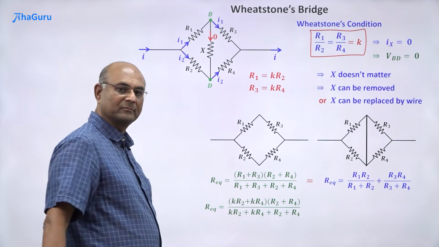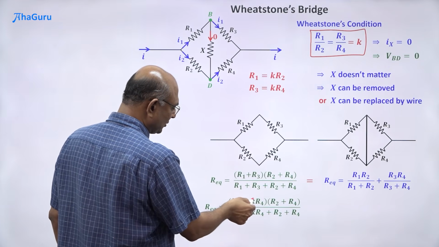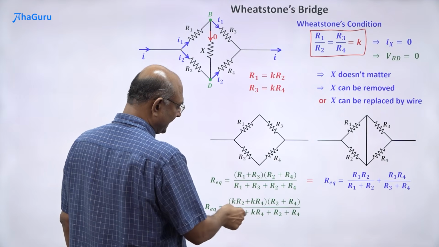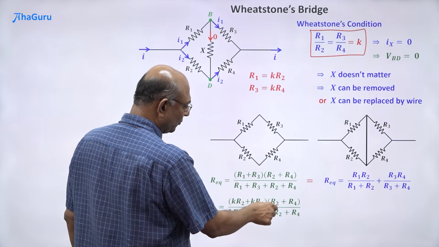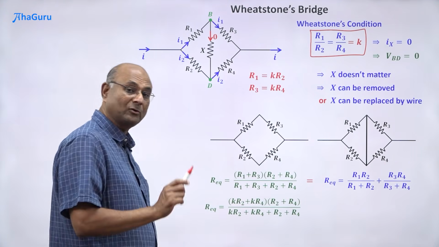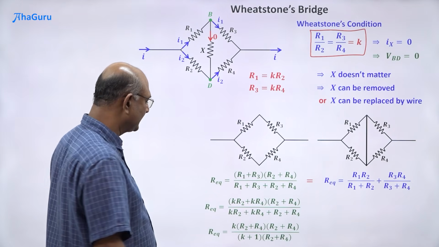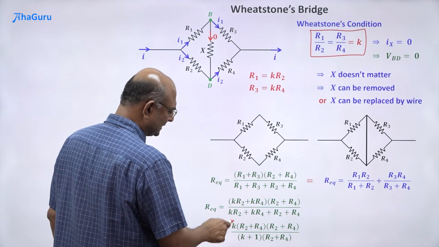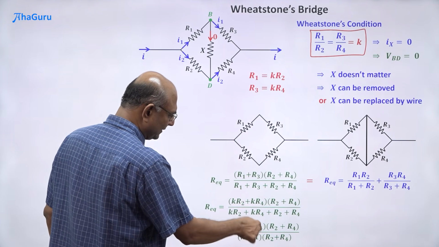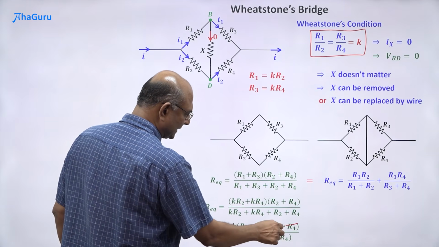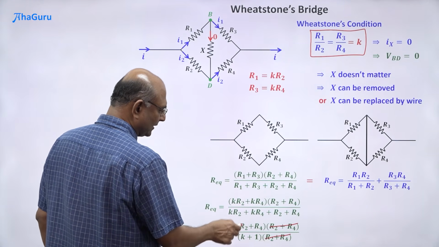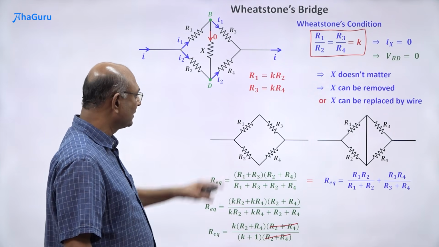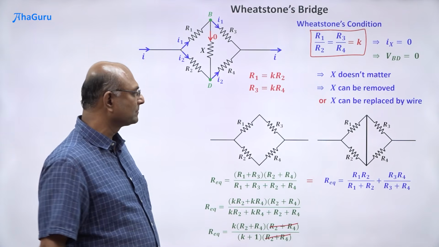Now, here K is common, you can pull it out. You will get K times (R2 plus R4) in the numerator. In the denominator, if I take K out, K times R2 plus R4, 1 times R2 plus R4, I get (K plus 1) times (R2 plus R4). See that? I have pulled K out, R2 plus R4, R2 plus R4 as it is, K plus 1, R2 plus R4. Now this R2 plus R4 and this R2 plus R4 I can cancel. So my answer is K by K plus 1 into R2 plus R4, that is when I remove X.